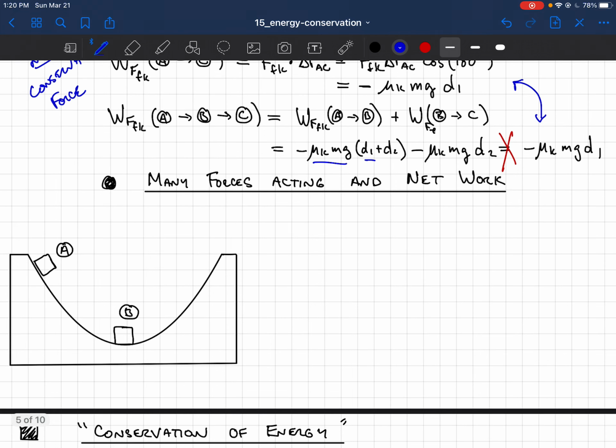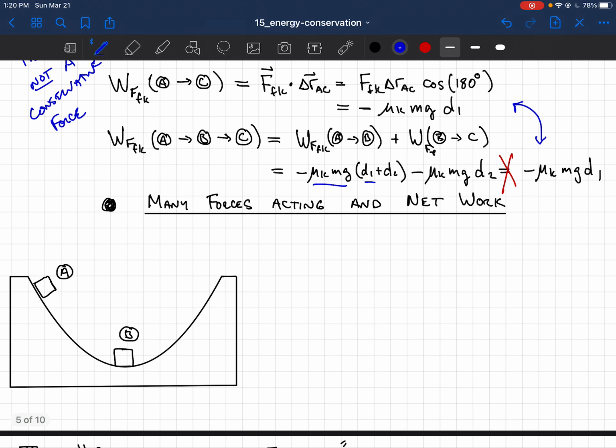Now, what if we have many forces acting? We could consider a little setup like a box sliding down a half pipe. If we look at it going from A to B, then at any moment along its travel, we could draw the free body diagram for it, just to see what forces are acting. There's certainly a force of gravity acting. There's a frictional force acting as it slides along that surface. And then there's also a normal force acting. So there's a normal force here.